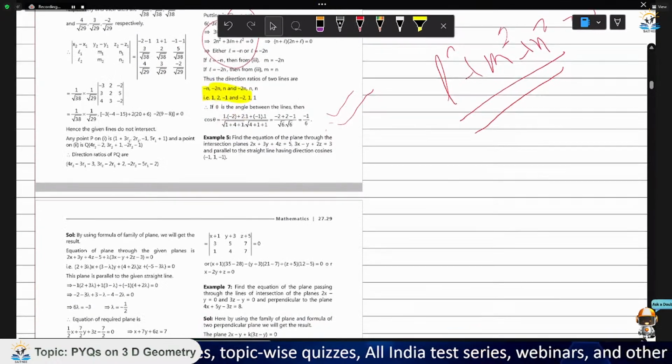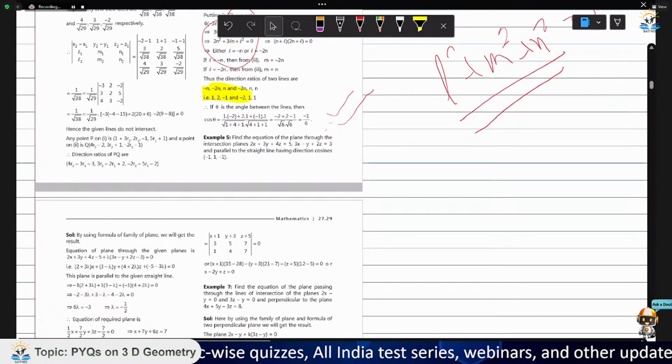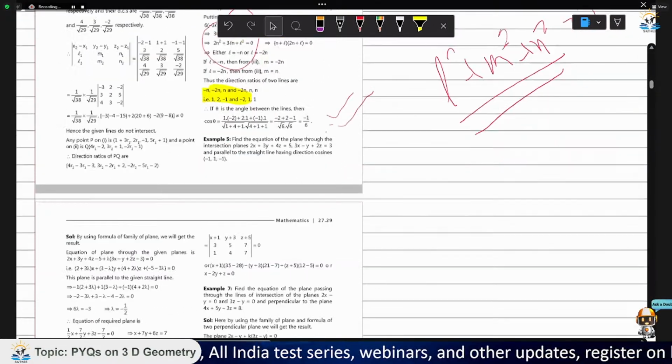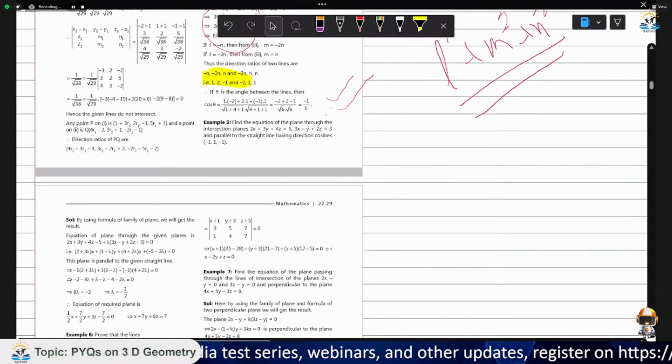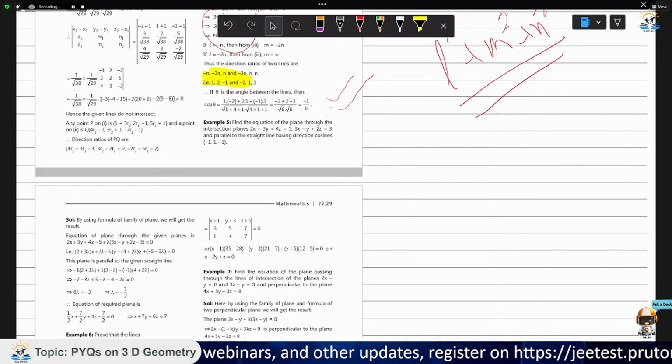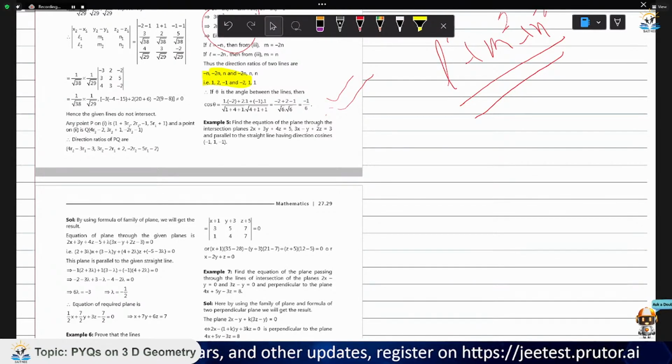Okay, now moving on to the next question. What do we have? Find the equation of the plane through the intersection of these planes and parallel to the straight line having direction ratios with this.